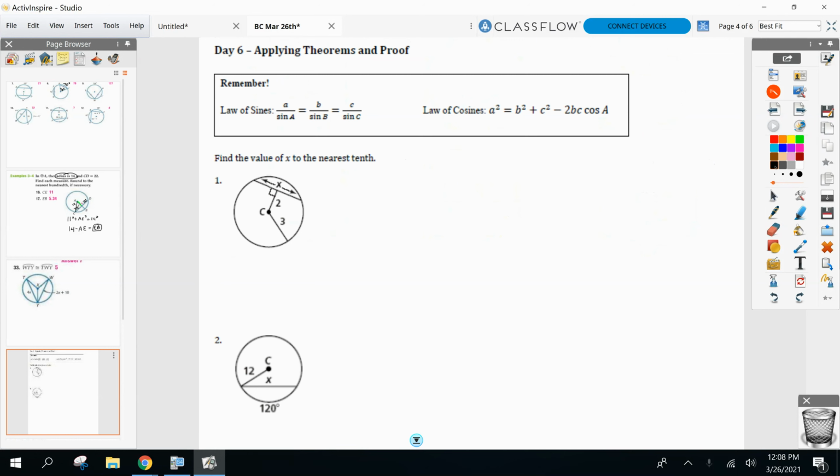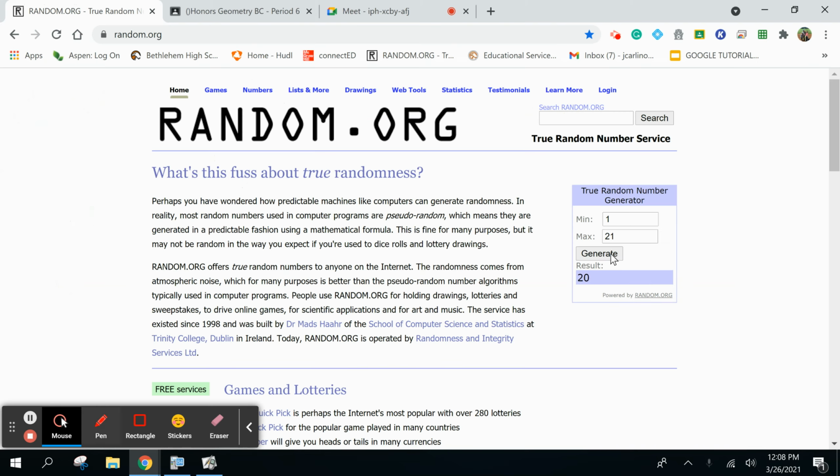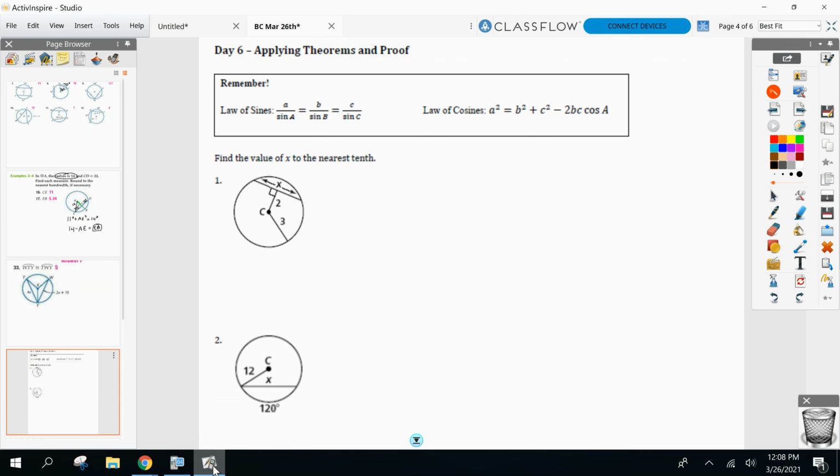All right, hop right into it. Number one, find x. That's a chord, isn't it? That's a chord. I can tell you guys right now, you cannot find that chord just based on the information I've given you. Just that diagram all by itself is not going to help us out at all. The segment that I have labeled 3 units, what's that called? That's called a radius. Great job.